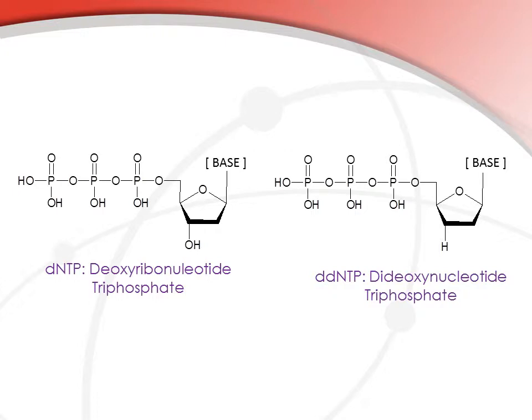DNA nucleotides are also known as dNTPs, or deoxyribonucleotide triphosphates. The deoxy prefix refers to the 2' hydroxyl group which is missing from the ribonucleotide. Their analogues are known as ddNTPs, or dideoxynucleotide triphosphates, and the dideoxy prefix refers to the lack of both the 2' and the 3' hydroxyl group.